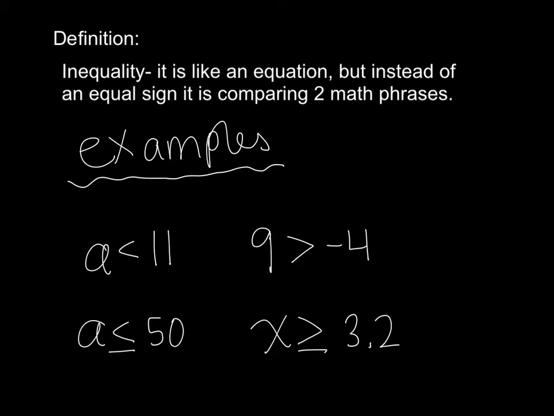So here we have a couple of examples. I want you to write these in your notebook. A is less than 11. 9 is greater than -4. Now this is new for you. You'll see this less than sign with a line underneath it. That means it is less than or equal to 50. And on this one, x is greater than or equal to 3.2. So that's a new thing for you.